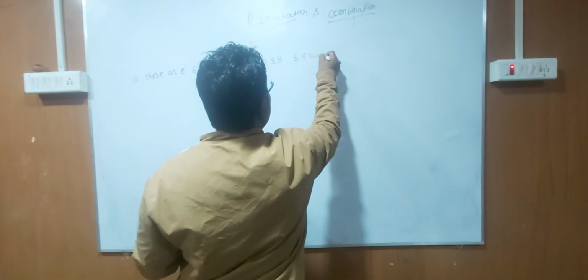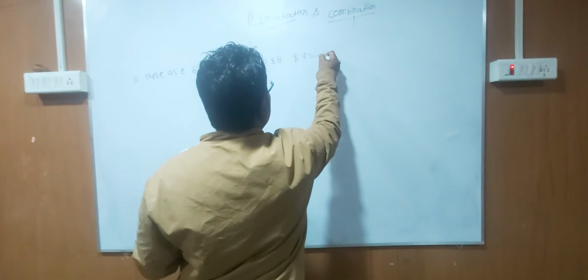Between A and B, how many roads? 6 roads. And from B to C, 4. The first question is asking, in how many ways can one drive from A to C. We just studied above, 6 into 4.